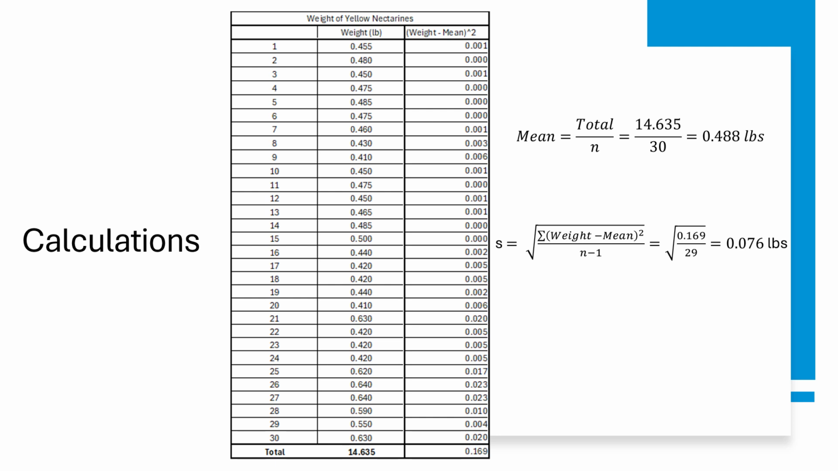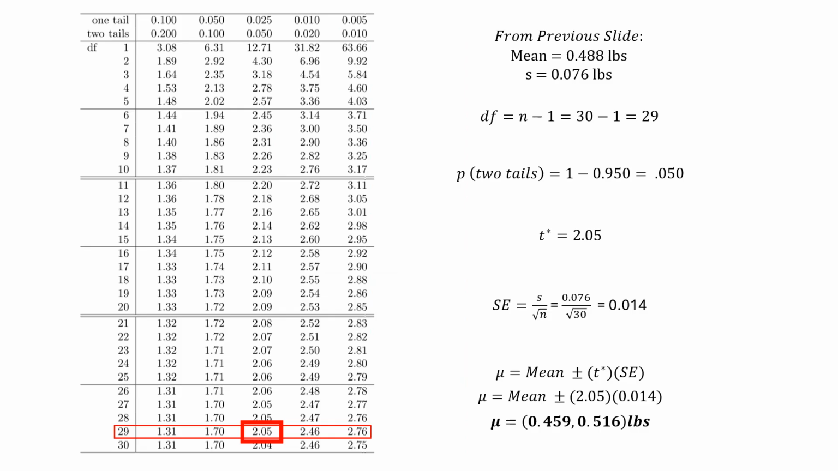At this point, we begin calculations. We get the mean by adding the weights of all the nectarines and dividing by the total number of nectarines. This leaves us with a mean of 0.488 pounds. And then we can get the standard deviation for the sample, which is 0.076 pounds for our case. From here, we can find our degrees of freedom, which is 29 for our case.